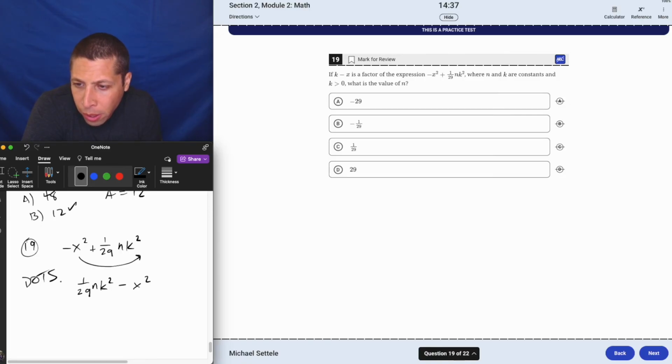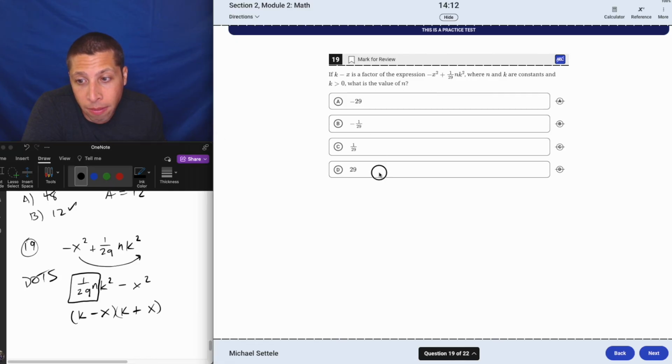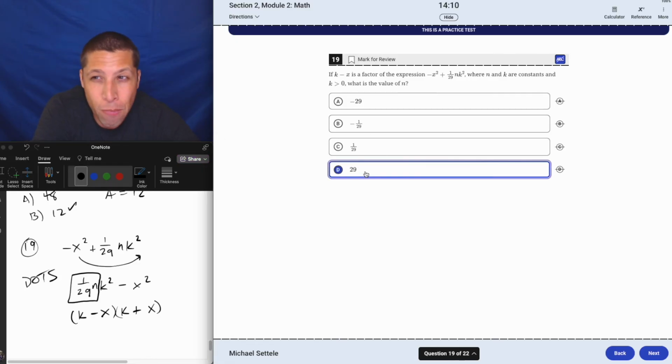Difference of two squares. So we take the square root of each, right? So one of the things we want is k minus x, meaning this would be an x. And if it was difference of two squares, it'd be k plus x. In order for that to be the case, this whole thing needs to go away. And that would mean that n is 29. Yes?